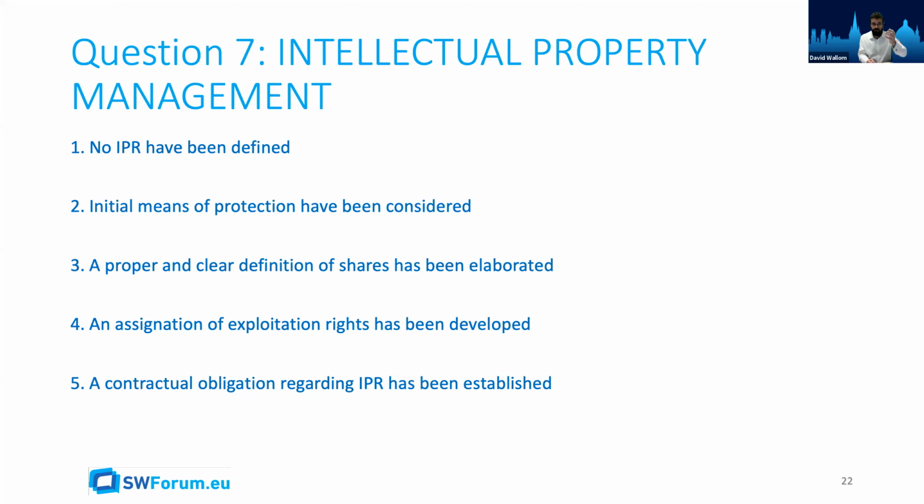So you can see here, the first level, well, no IPR has been defined. Well, you can understand that is the lowest level. Means of protection has been considered. You've started to discuss, for example, within some form of collaboration document that IPR needs to be defined. Definition of shares: how in an organization or a product that's created by multiple people, how is the IPR actually divided between the original creators of it? Exploitation rights are defined at the next level. And then finally, you have a full contract that defines everything about how you're going to manage IPR in the short, medium, and long term.